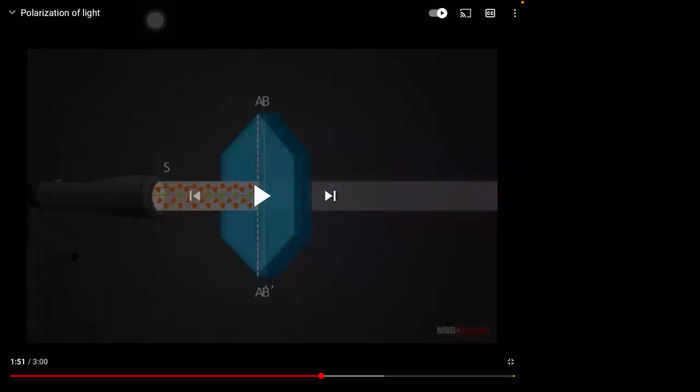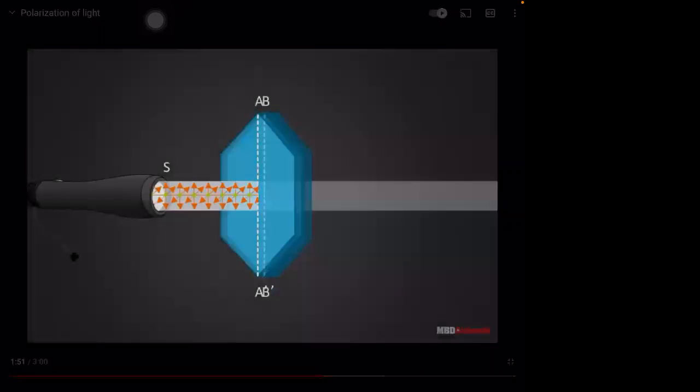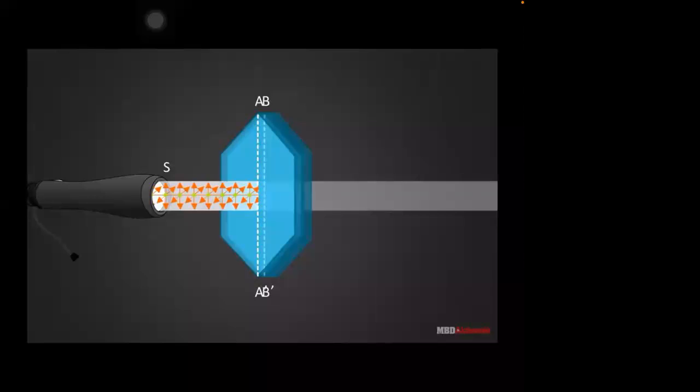Harini, tell me one thing. Are you clear till this point? Yes, sir. But I have this doubt. So the final electric field vector is aligned parallel to the axis of the polarizer. Exactly. It will be parallel to the axis. Yes, sir. It will be parallel to the axis.